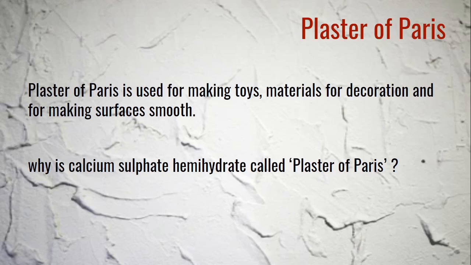So in this video we have learned about plaster of Paris, and this is the last topic of this chapter. Here we have completed chapter 2, Acids, Bases and Salts. In this chapter we have learned about acids, bases and salts. Hope you have understood this chapter very well.